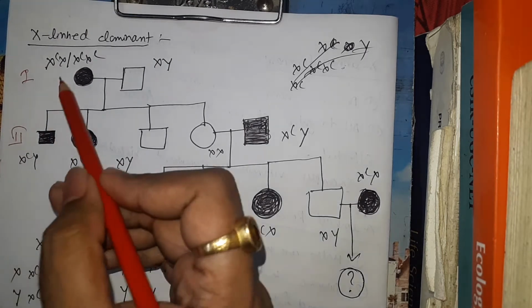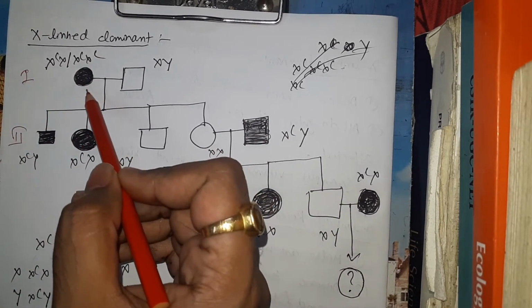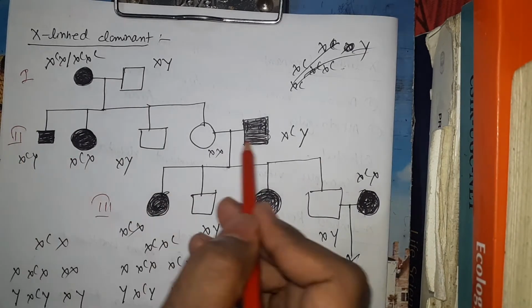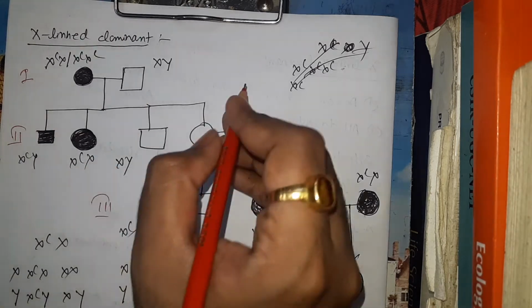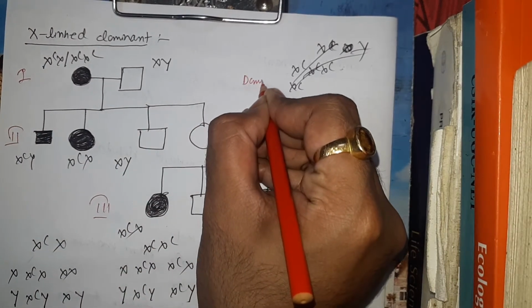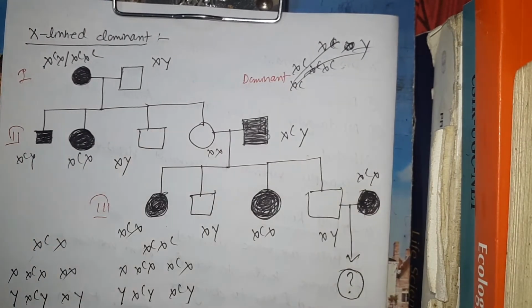In generation 1, there is a filled symbol. In generation 2, we have a filled symbol. In generation 3, we also have a filled symbol. So we can easily write it as dominant.